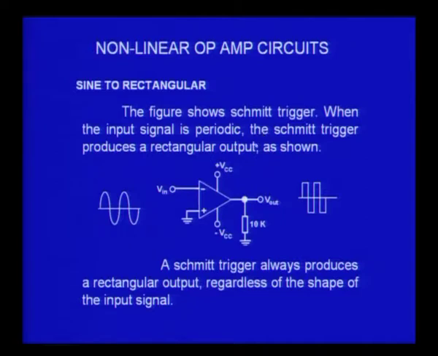The figure shows something known as a Schmitt trigger. When the input signal is periodic, as it is in this case because I have given a sine wave, the Schmitt trigger produces a rectangular output of a fixed amplitude. The amplitude of this is plus Vcc and minus Vcc, or plus Vsat and minus Vsat.